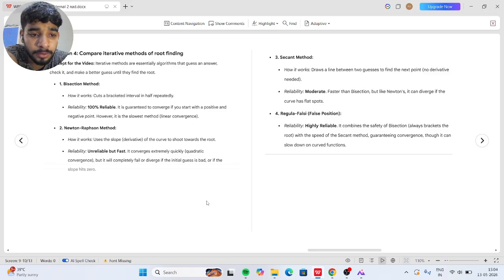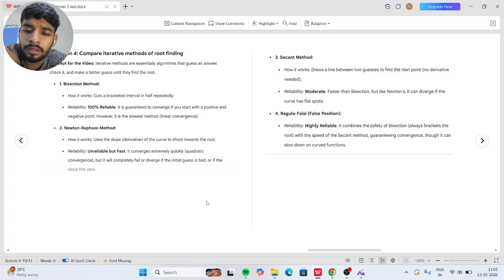And then the Newton-Raphson method. How it works? It uses the slope, the derivative of the curve, to shoot toward the root. It's unreliable but fast, and converges extremely quickly, with quadratic convergence. But it will completely fail or diverge if the initial guess is bad or if the slope hits zero. Thirdly, the secant method. It draws a line between two guesses to find the next point. No derivative needed. Reliability is moderate, faster than bisection, but like Newton's, it can diverge if the curve has flat spots.